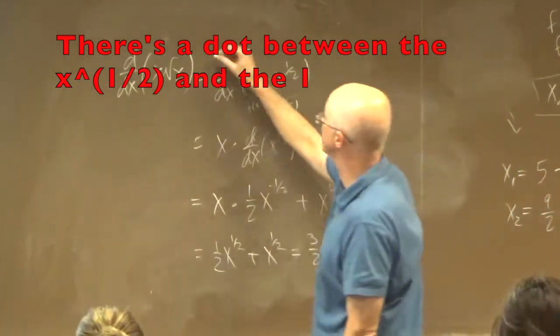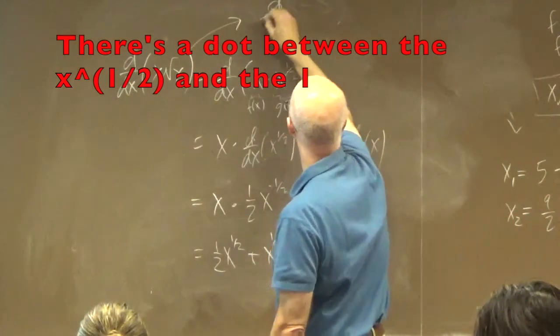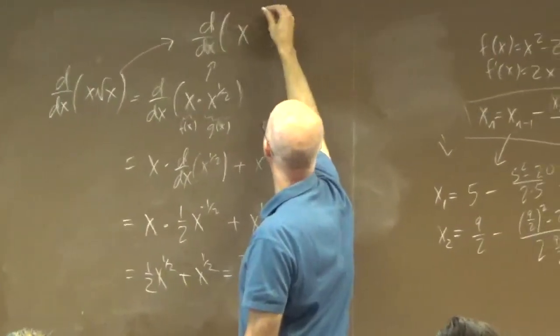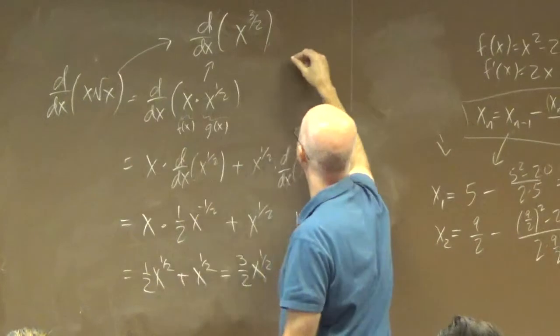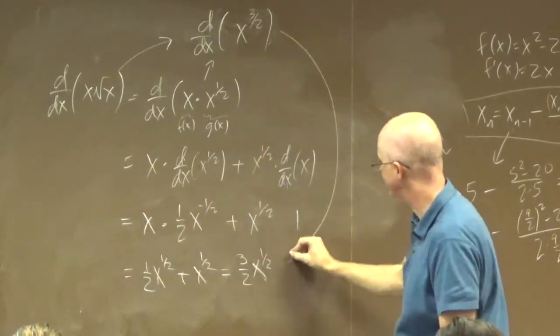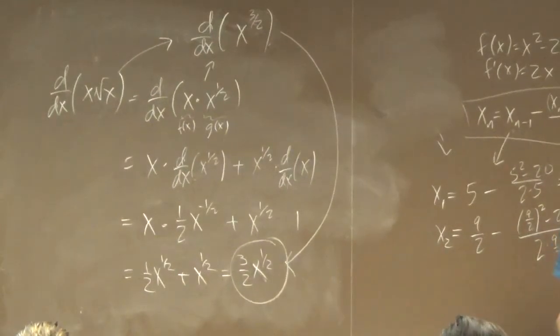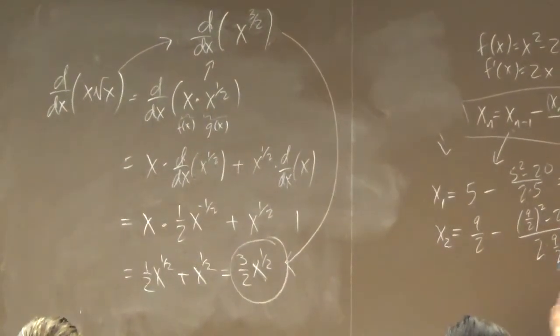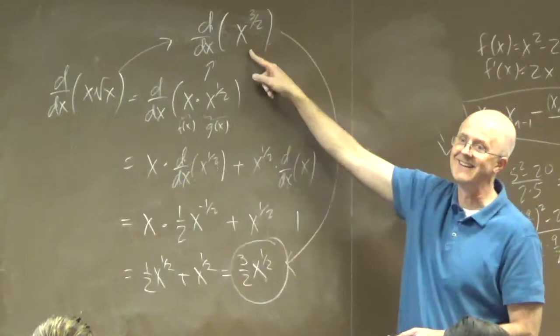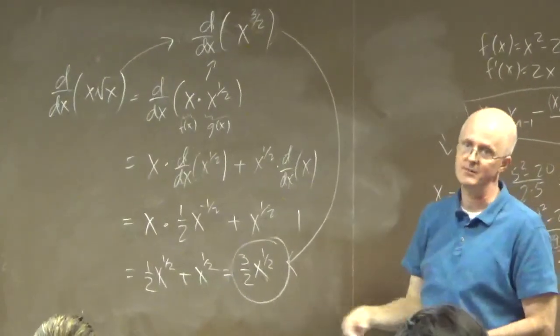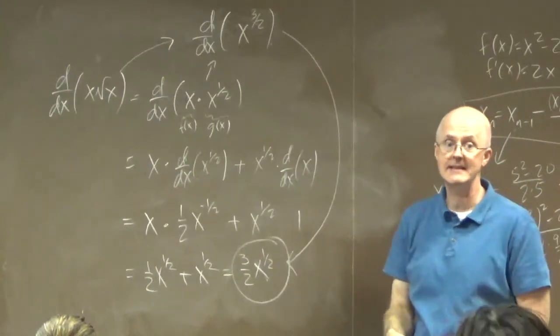The other way this could have been done is without the product rule. I could have written this just as a power to begin with, x to the 3/2, and used the power rule right away, and I would have more quickly gotten to the exact same answer. That's the better way to go in this example. Write it that way, just use the power rule without using the product. But it's nice to see that they give you the same answer.